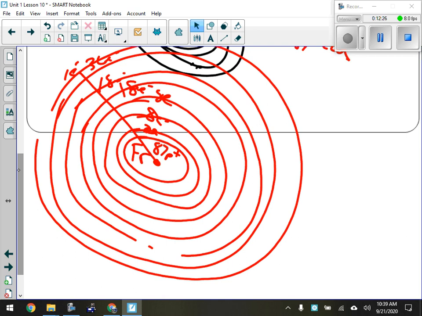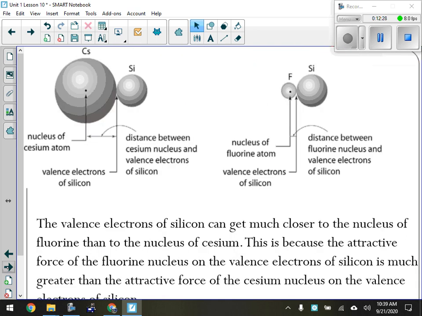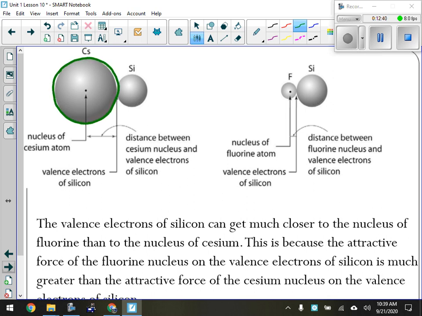All right, moving on here. You don't have to copy this. This is in Google Classroom if you do want a picture, but here's kind of the idea. So here is an example of cesium. Cesium's a pretty big atom, and that's the nucleus, okay? So basically what they're trying to show you here is how well does cesium have an effect on silicon, or vice versa, how well does silicon affect cesium?